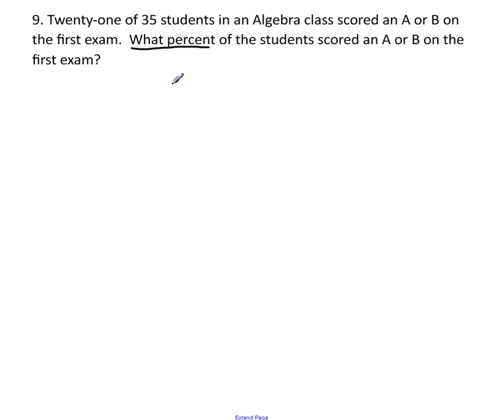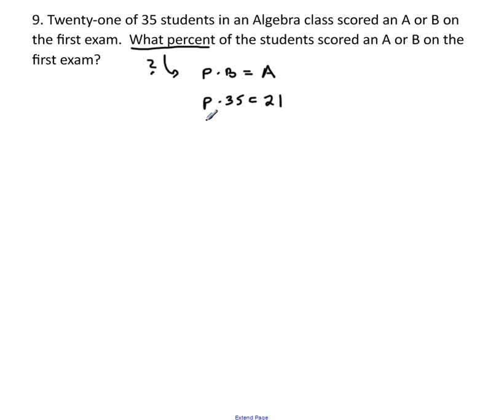We're asking what percentage. Very often we go right to our formula for percentages, which says that if we take a percentage of some base number, we're going to get an amount. Well, what pieces of the puzzle do we have here? We don't have the percentage because we're being asked what percent scored an A or B. But we know that 21 of our students scored an A or B, and that was out of 35 students.